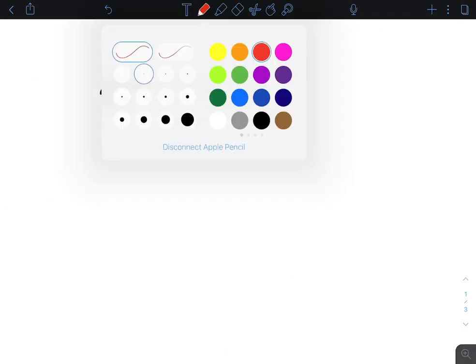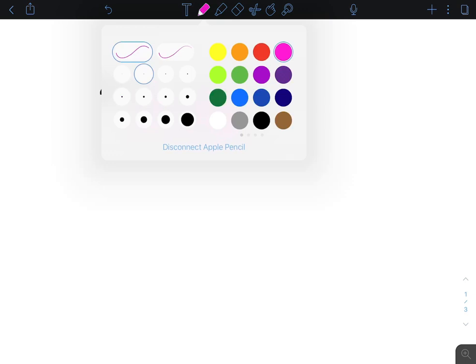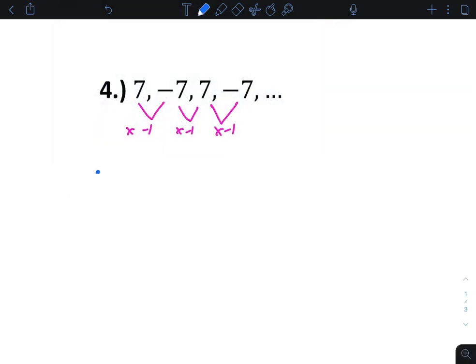Number 4, let's see what's happening here. 7 to negative 7. We're either subtracting 14 or multiplying by negative 1. If we were to say multiply by negative 1, so times negative 1, does that hold true for the next term? So between negative 7 to positive 7, hey, a negative times a negative is a positive. Looks like that does hold true. And it looks like it holds true for this final pair as well. So yes, it is a geometric sequence.